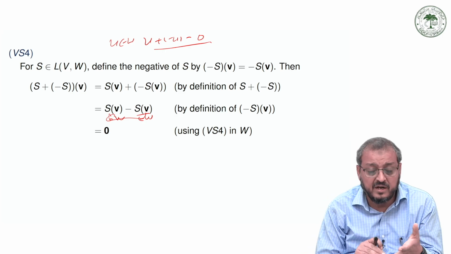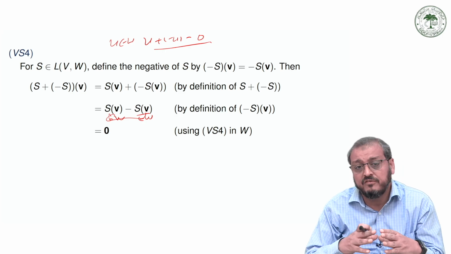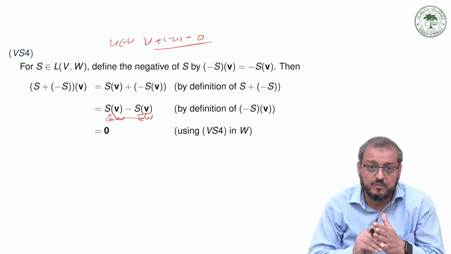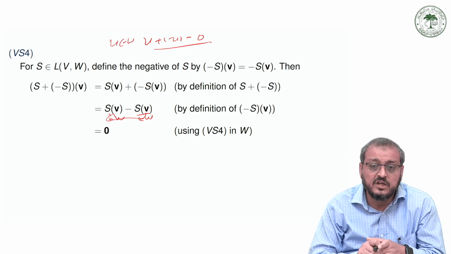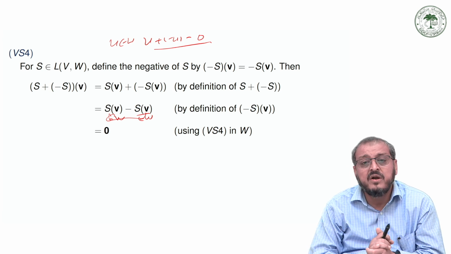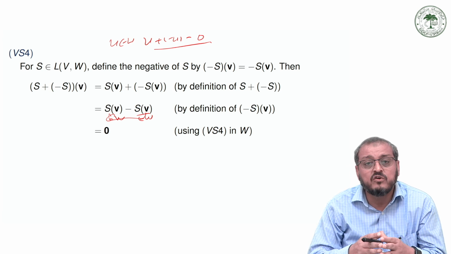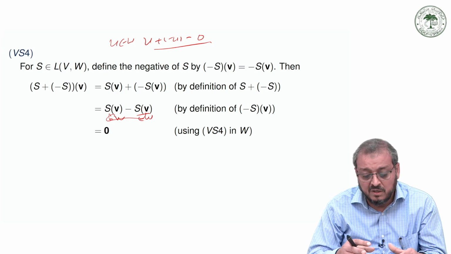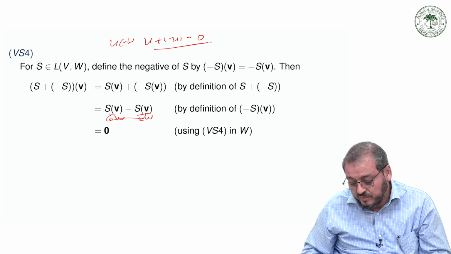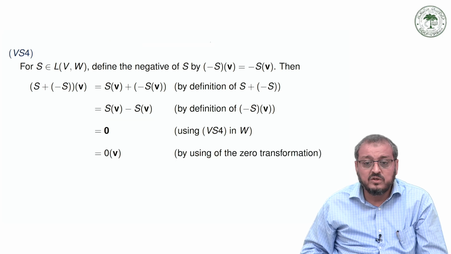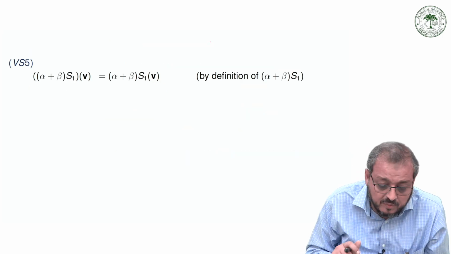So clearly we have to show that under addition this satisfies all the properties of a vector space: it is closed under addition, commutative, associative, and an identity element exists under addition. The zero transformation is the identity element, and if S is a linear transformation, then minus S is also a linear transformation, and the inverse of S is minus S. Okay, so now we just have to take some distributive properties.